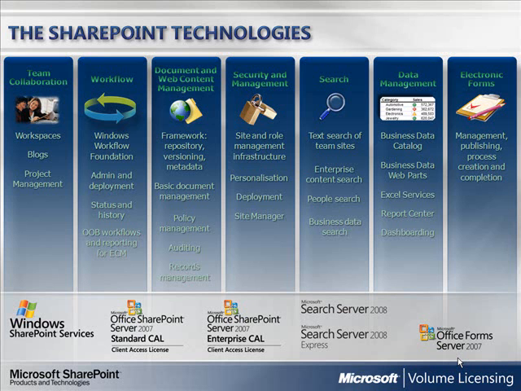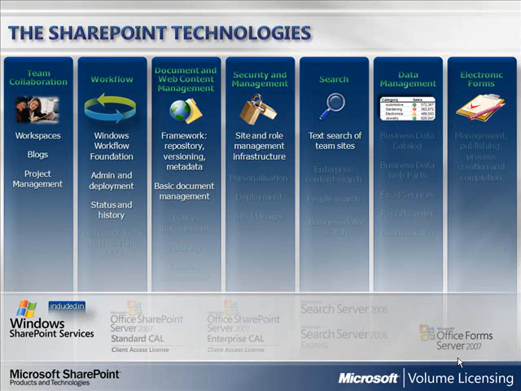Let's look at what technologies deliver which functionality. Windows SharePoint Services delivers on team collaboration as well as providing the basis for basic document management, workflow, and security and management features, and includes search capability for team sites. When we talked earlier about sharing information individually or within a team, that's usually delivered by Windows SharePoint Services technology.